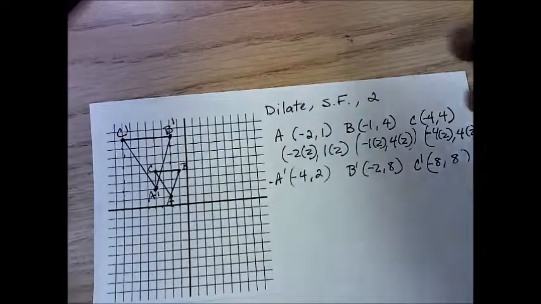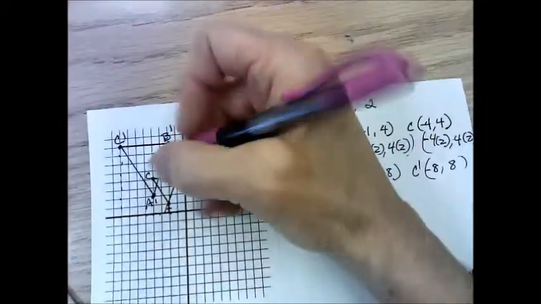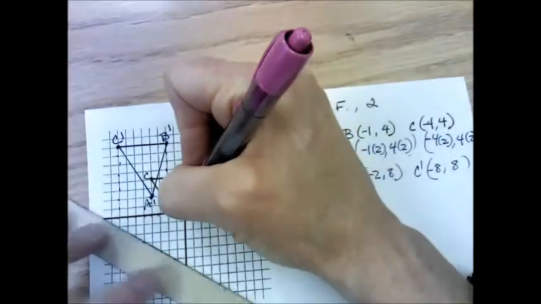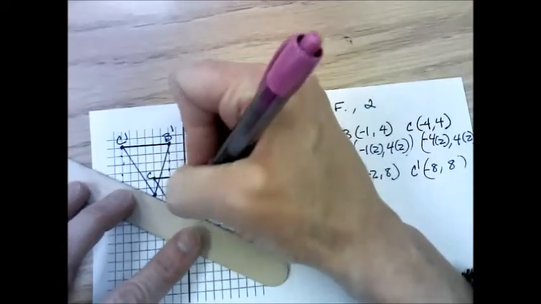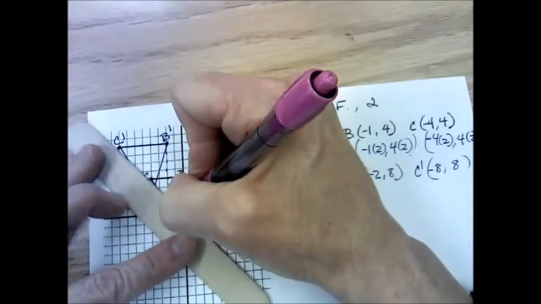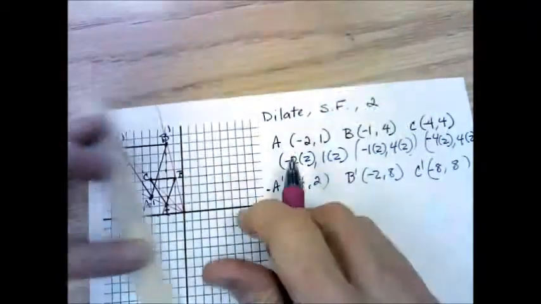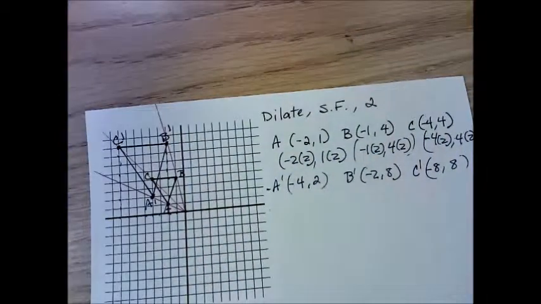And now when I connect all my vertices, I can see that we have an enlargement. And again, if you want to connect your vertices radiating out from the origin, you can do that. It's not required, but it's kind of neat to look at. And there are all your A's, B's, and C's radiating out. It kind of makes it look like a three-dimensional shape when you do that.